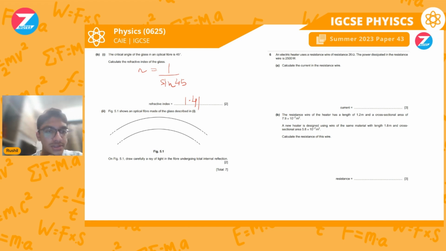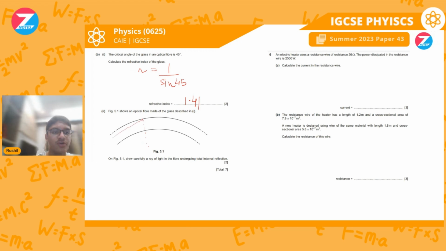Part 2 shows us an optical fiber made of glass described in part 1. Draw carefully a ray of light in the fiber undergoing total internal reflection. So basically for this one, since the critical angle is 45 degrees, at whatever point the light is striking the optical fiber, if you draw a perpendicular to that point, the angle of incidence we draw here must be greater than 45. So we can't draw a line like this. We have to draw it like this, entering.